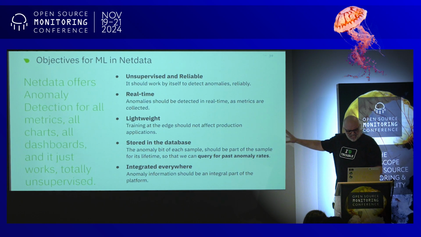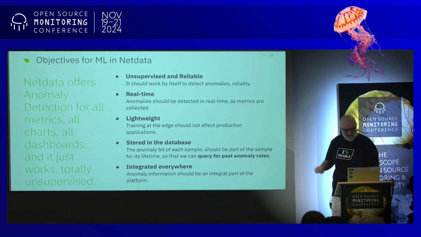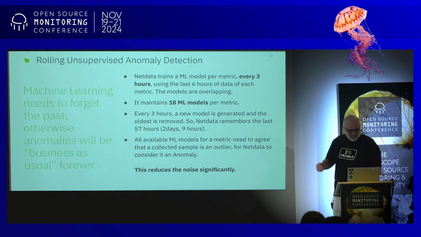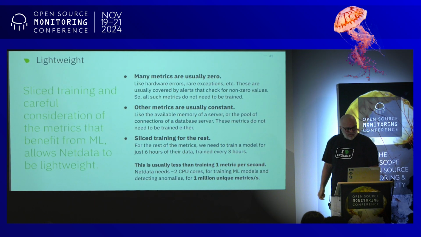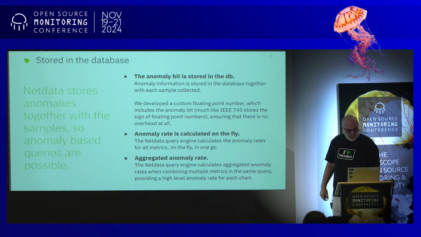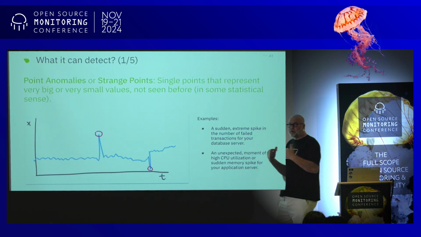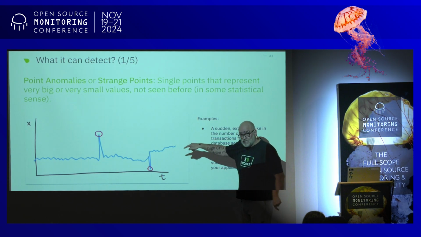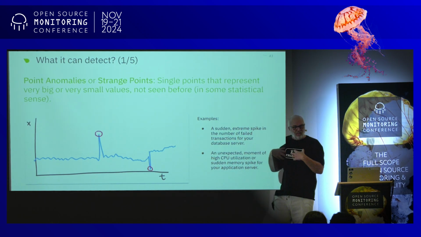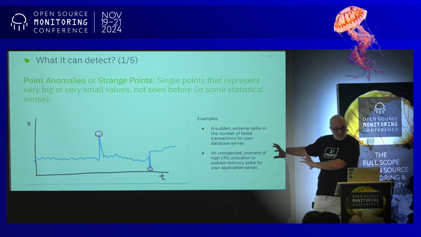Okay, this is a summary. We did a lot of work to make it real time, make it lightweight, and store it in the database. I will go quickly through them. A lot of models, because we want it in a rolling fashion, lightweight. So what can it detect? These are observations. We didn't do anything to do this. We observe that the machine learning model detects this.